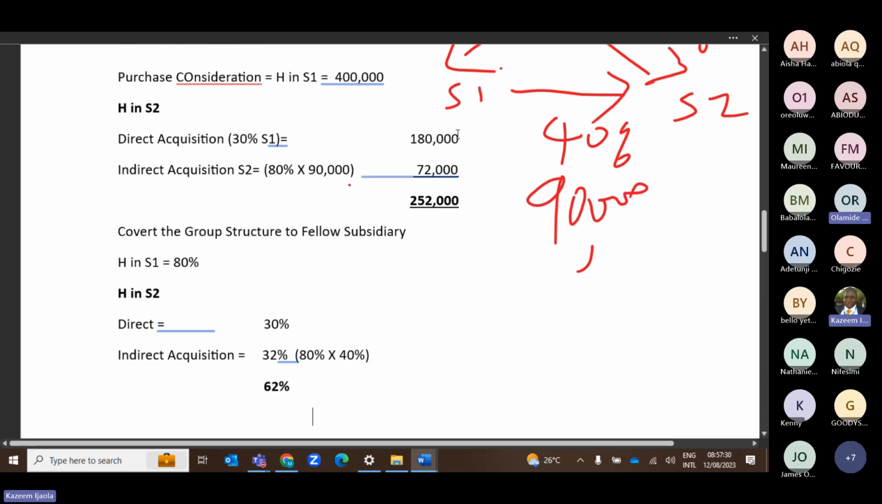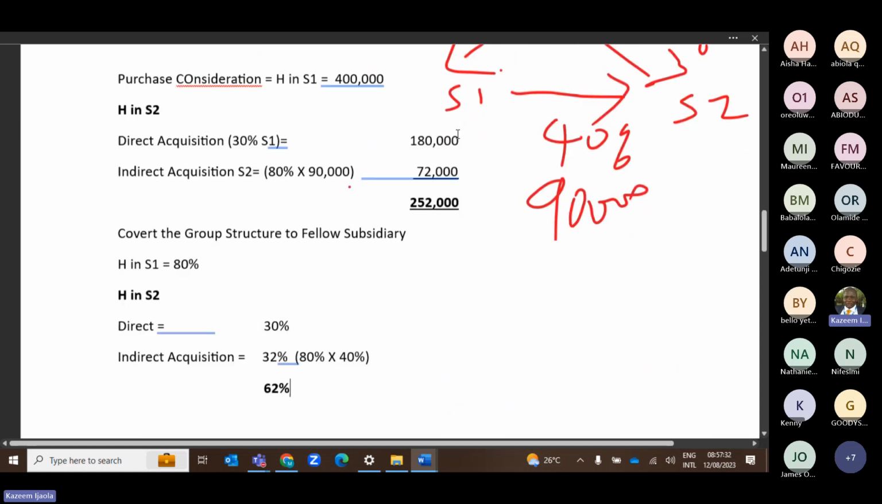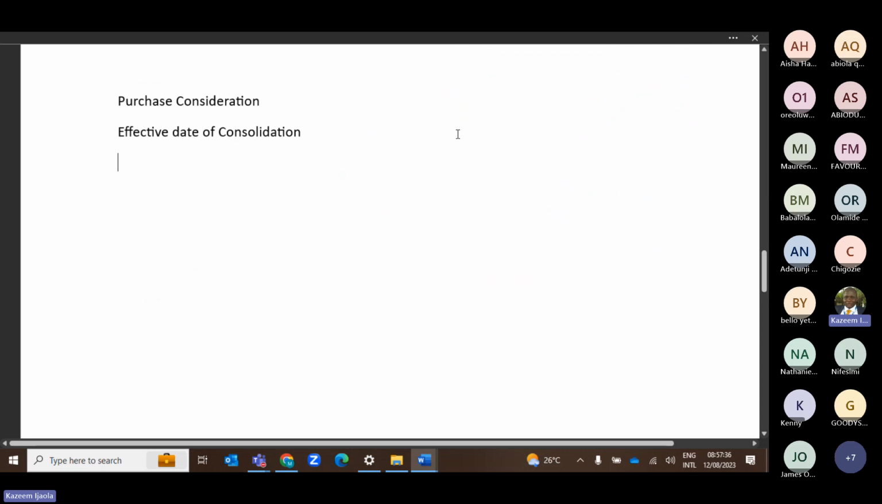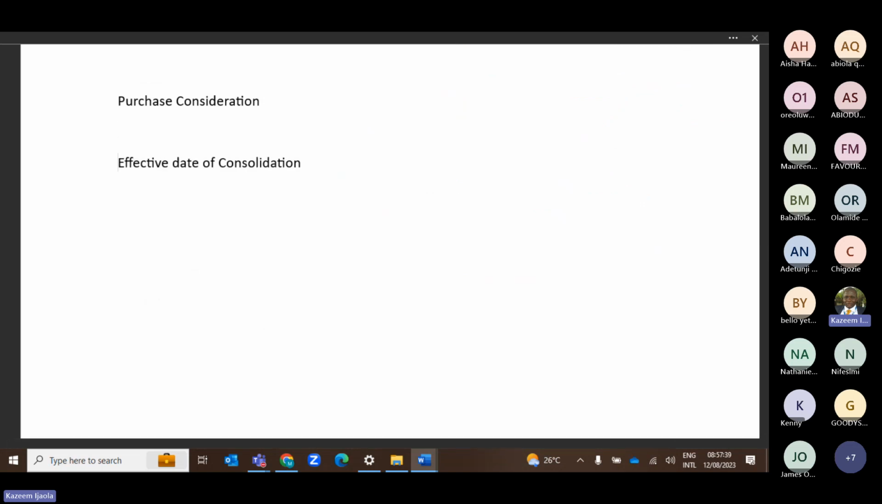So that is how to determine your purchase consideration. Are you guys getting me? Can I move on to the last principle before we continue with the lecture notes?